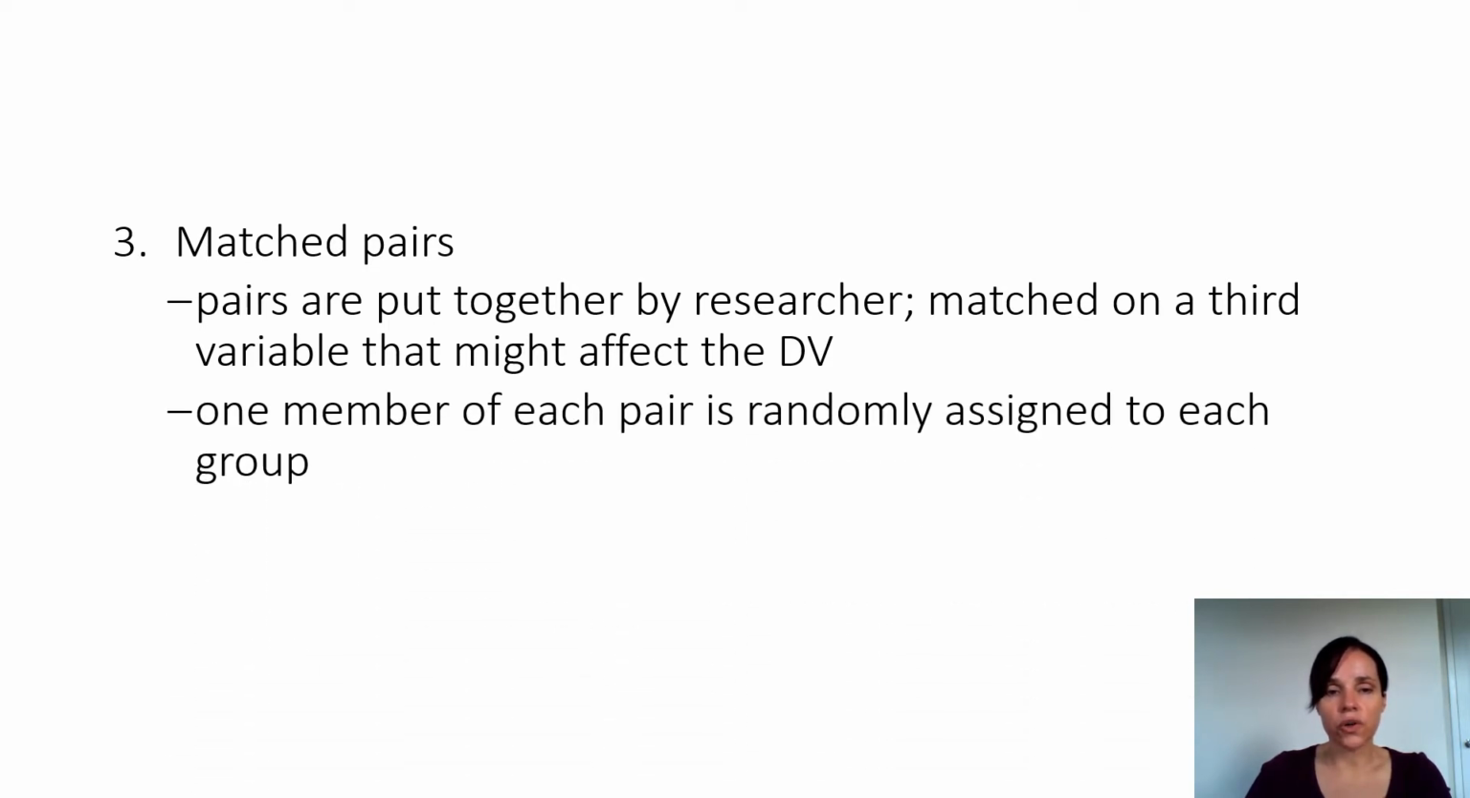Then the researcher would randomly assign one member of each pair to the treatment versus control group. So if there were two people who both weighed 150 pounds, the researcher would flip a coin. One of those people would get the new cholesterol medication and the other one wouldn't. So for each matched pair, the researcher would randomly assign one member of the pair to get the treatment and one member of the pair would not get the treatment.